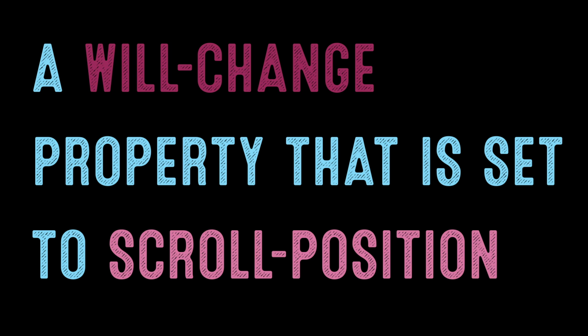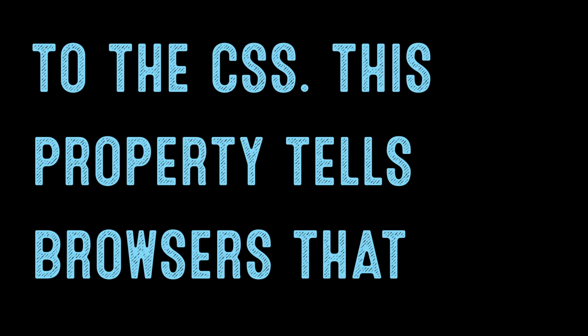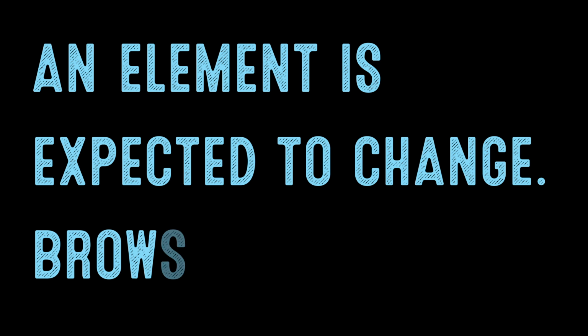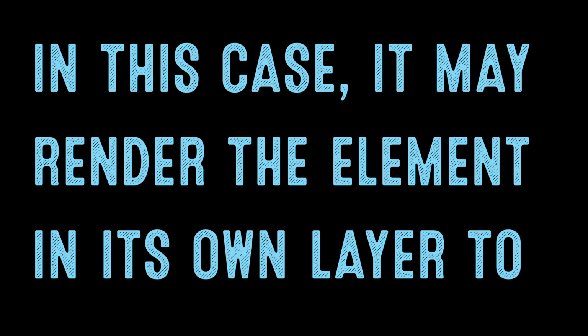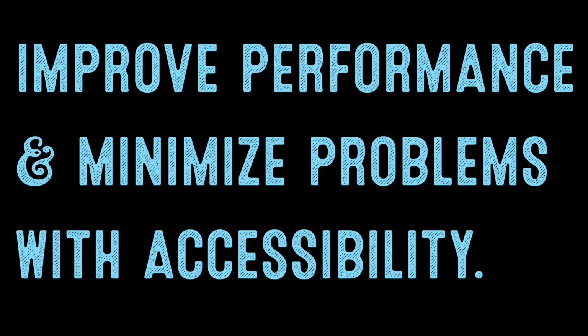A way to improve the experience would be to add a will-change property that is set to scroll-position to the CSS. This property tells browsers that an element is expected to change. Browsers will optimize prior to executing the expected behavior. In this case, it may render the element in its own layer to improve performance and minimize problems with accessibility.